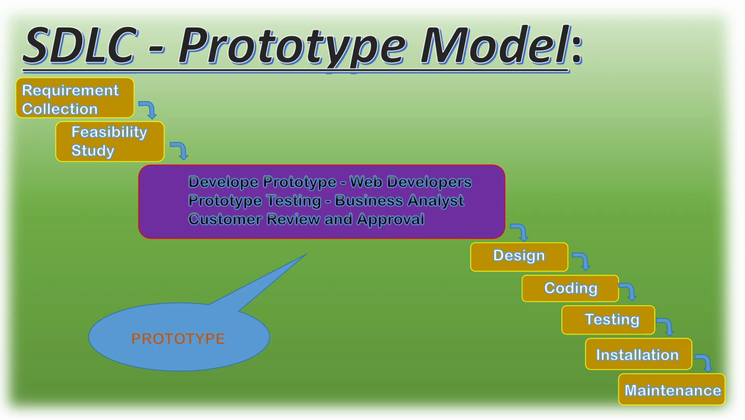Once the approval process is completed, that means our prototype is approved. Then as usual, we go for all the other phases we have in the SDLC: design, next coding, next testing, next installation, next maintenance. So this is all about the prototype model.